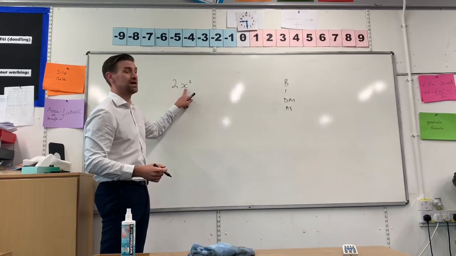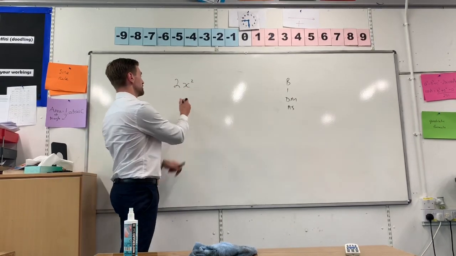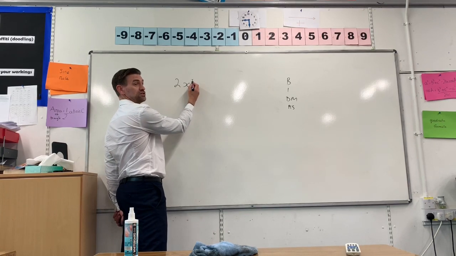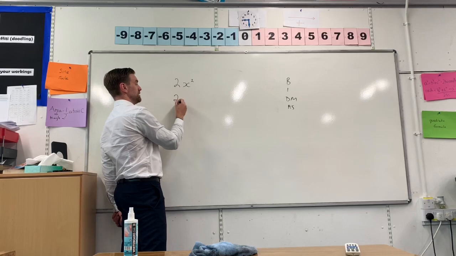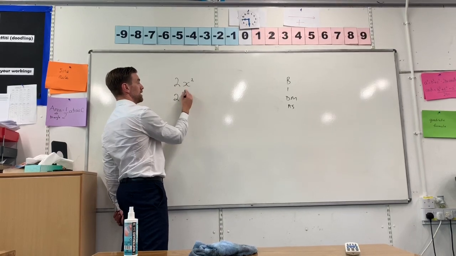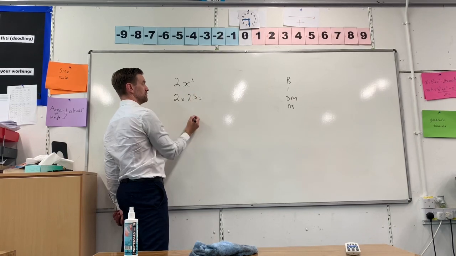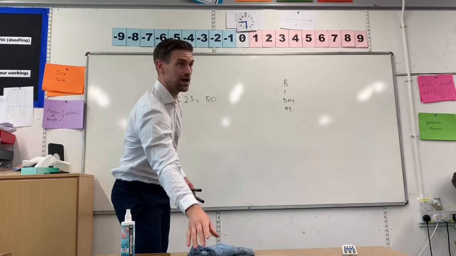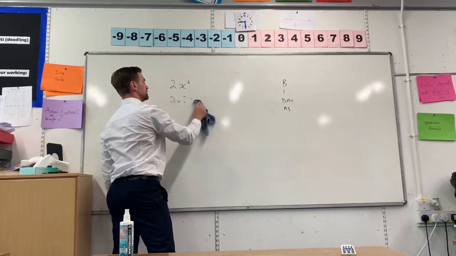This is our indice. So I need to do that first. I know x is 5. So this actually means, so if x is 5, I need to do 5 times 5 first. I need to square it. What's 5 times 5? Good. This actually means 2 times, because we know 2x means times, 2 times 25, which is 50. Okay? Everyone okay with that? Marvellous.